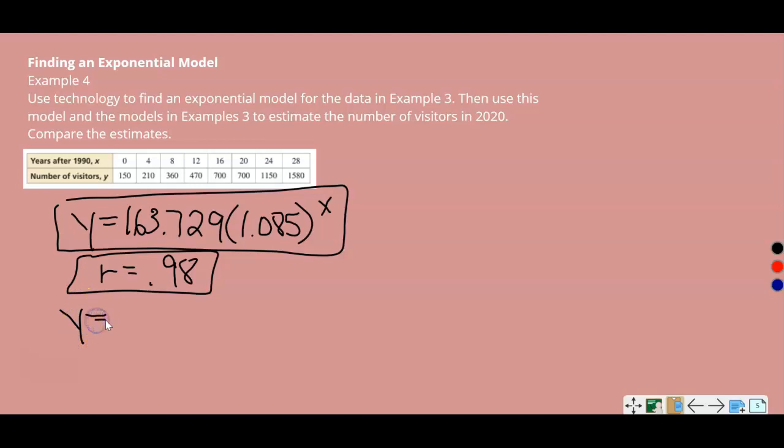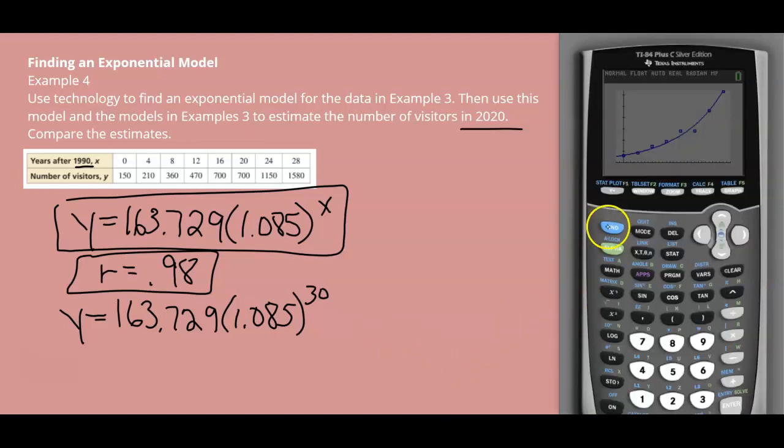All right, so y equals 163.729 times 1.085. And again, 2020 would be 30 years after 1990. So just substitute that in. Then we can use our calculator to get a good estimate.